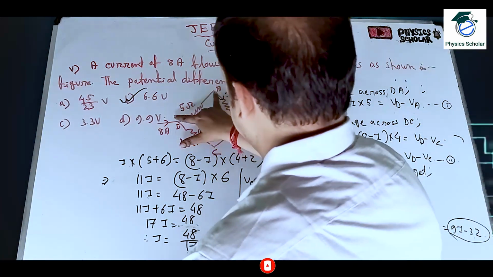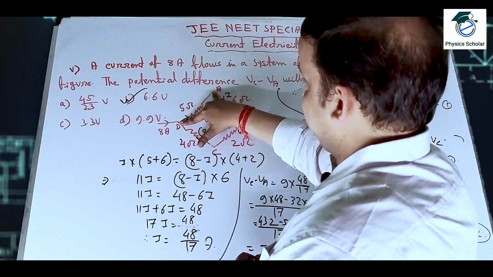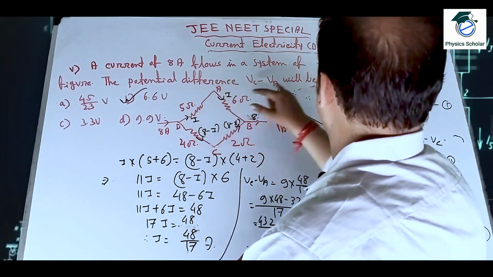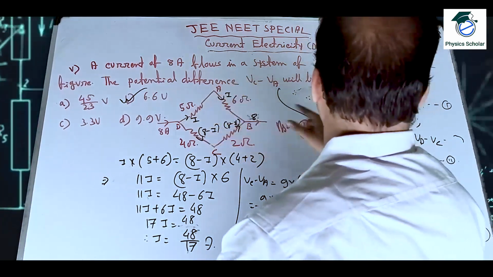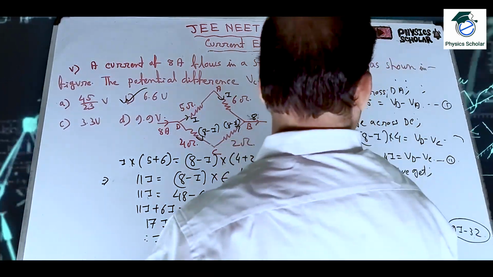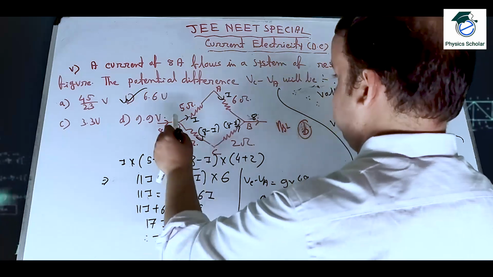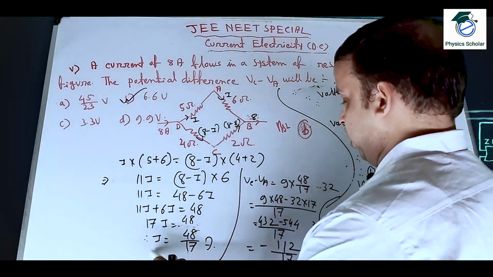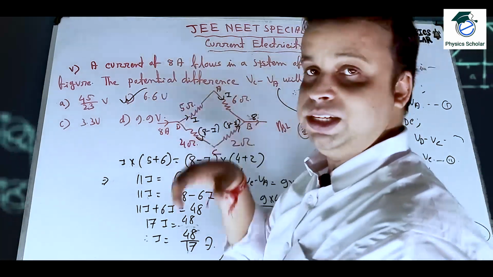And the voltage across this will be what? 5I, okay, 5I is equal to what? VD minus VA, clear? And it will be what? VD minus VC. The current is flowing, so it is VD minus VC. So it is coming what? 99 minus 32. So we are putting the value of I, it is coming 6.6 volt, clear?